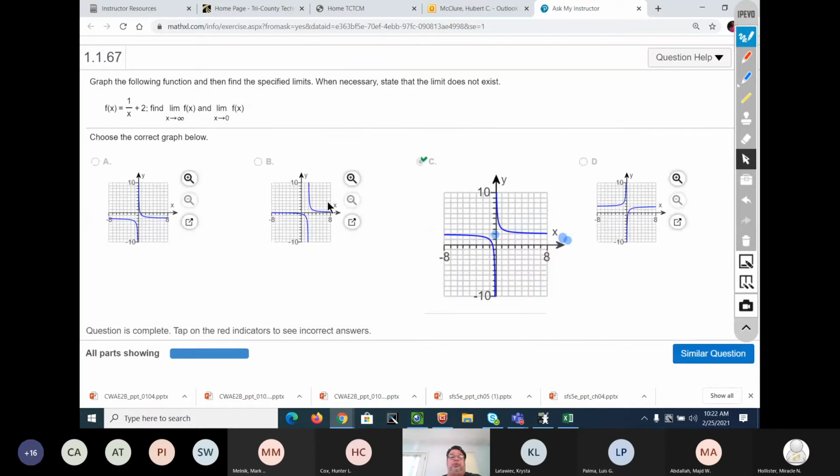Good test question, another good one. That's just like the one we just did. You got to know your parent graphs. If you don't know your parent graphs, then you got to rely on a calculator, and that's not a good thing.